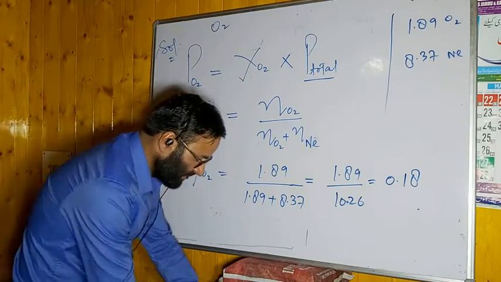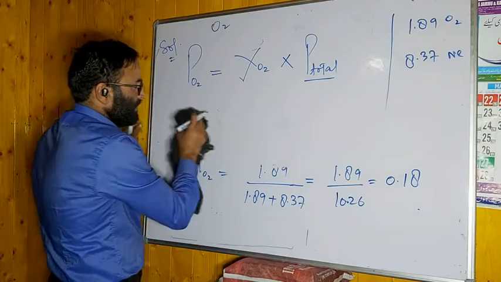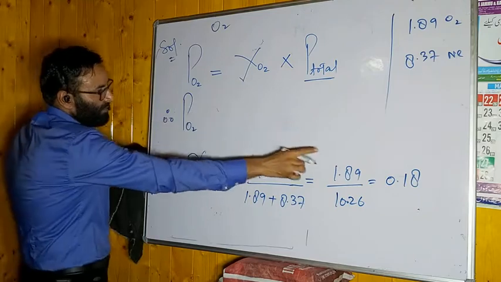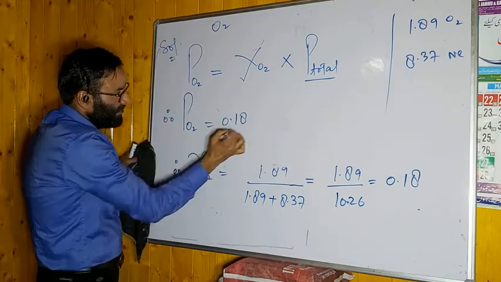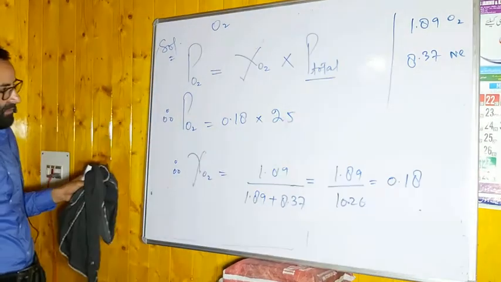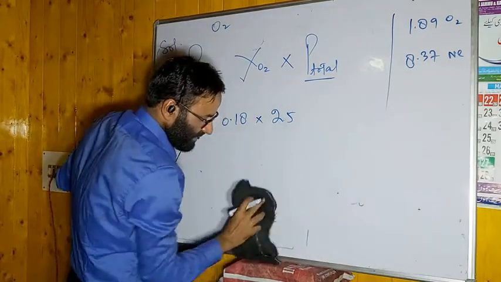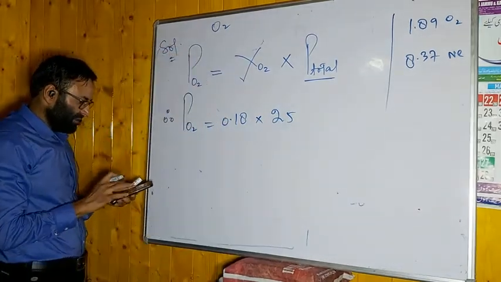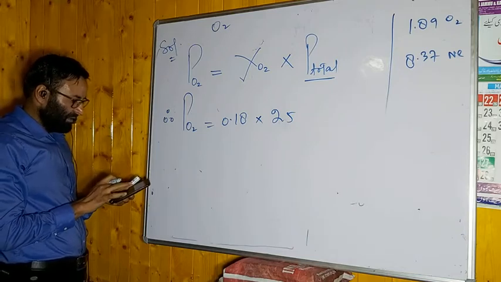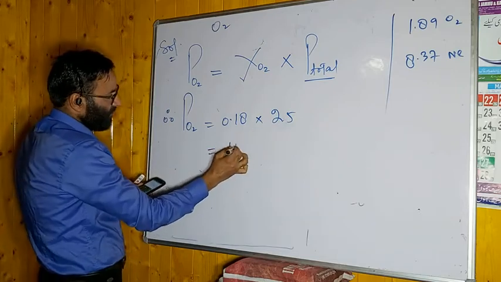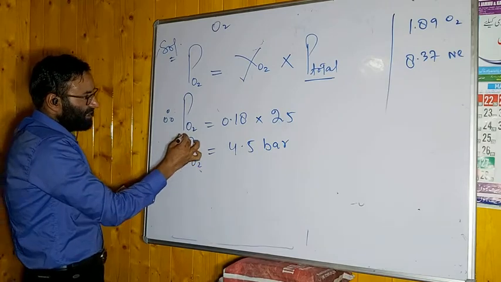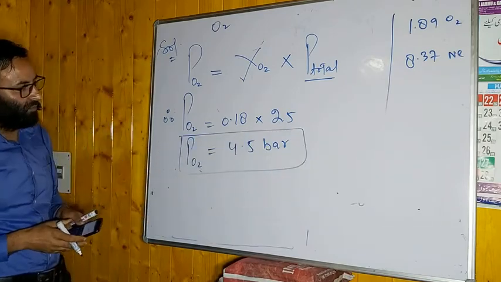How you can determine it now? Partial pressure of dioxygen: mole fraction हमने calculate किया, that is 0.18 into the P total, that is 25 bar pressure. ये तो problem में दिया है. 0.18 into 25, you will have 4.5 bar pressure. It means that partial pressure of dioxygen is 4.5 bar.